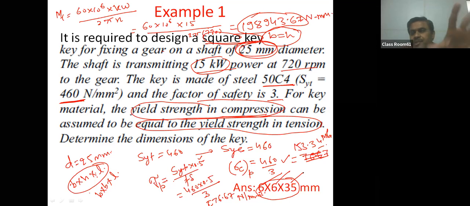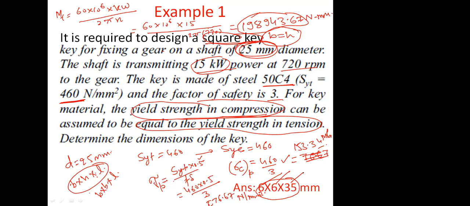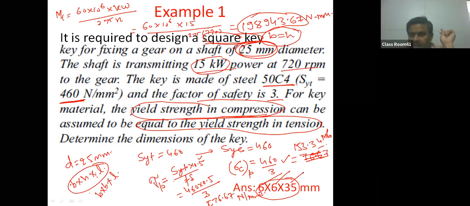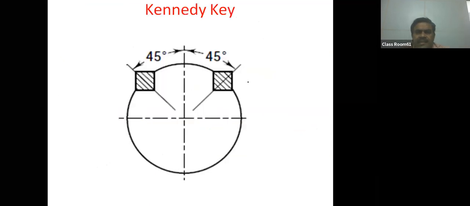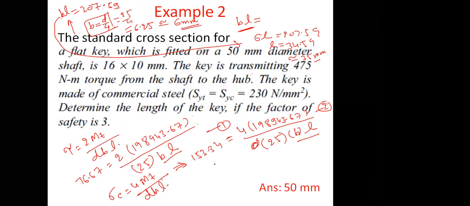So we have completed this question. Sir, why have we reduced the width? Yes, width is 6 millimeter. It was coming 6.25, right? So we have taken 6 millimeter approximately, for simplicity. We could also take 7 millimeter width, but it may increase the cost. So we took around 6.25. It is 6 millimeter. No problem. So 6 by 6 by 35. It is the final answer for our key.